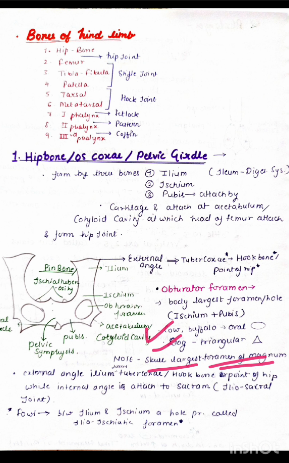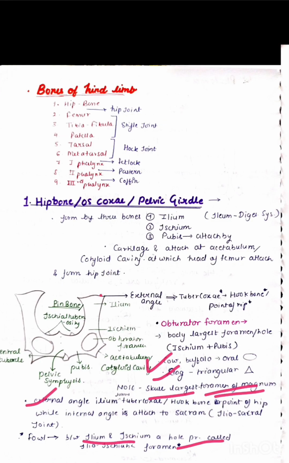While the external angle of the ilium is the tuber coxae, or hook bone or point of hip, the internal angle is attached to the sacrum at the iliosacral joint. The hole between the ilium and ischium is called the ilioischial foramen. We can remember it because ilio comes from ilium and ischial from ischium, so it is the ilioischial foramen.